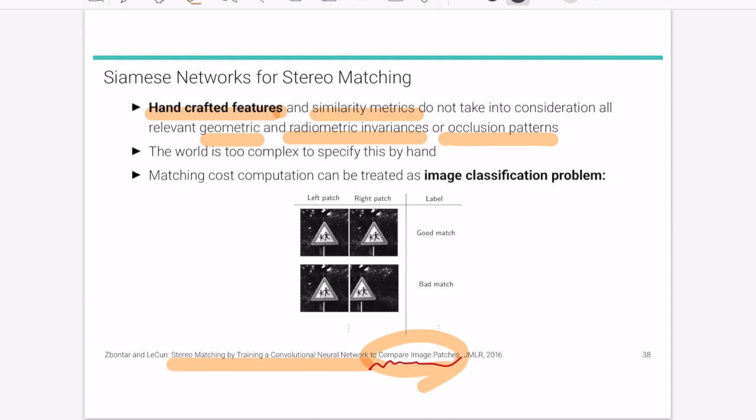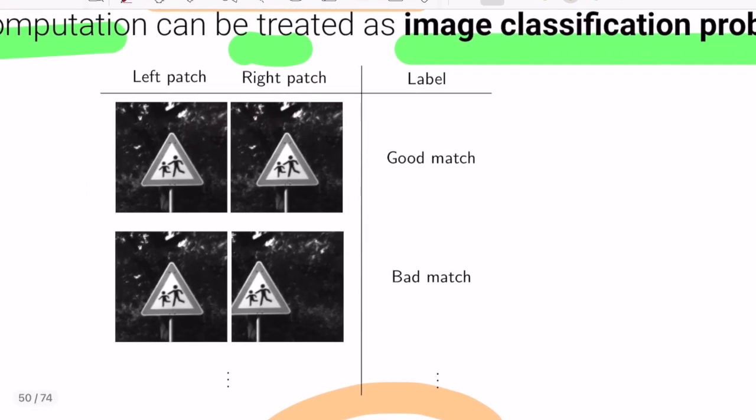So in a data-driven method or deep learning method, matching cost computation can be treated as an image classification problem. The world is too complex to specify this by hand, so matching cost can be treated as image classification. I mean, we can reformulate matching cost computation as a learning problem. Let's suppose this is one of the patches in the left image, and this is one of the corresponding patches in the right image.